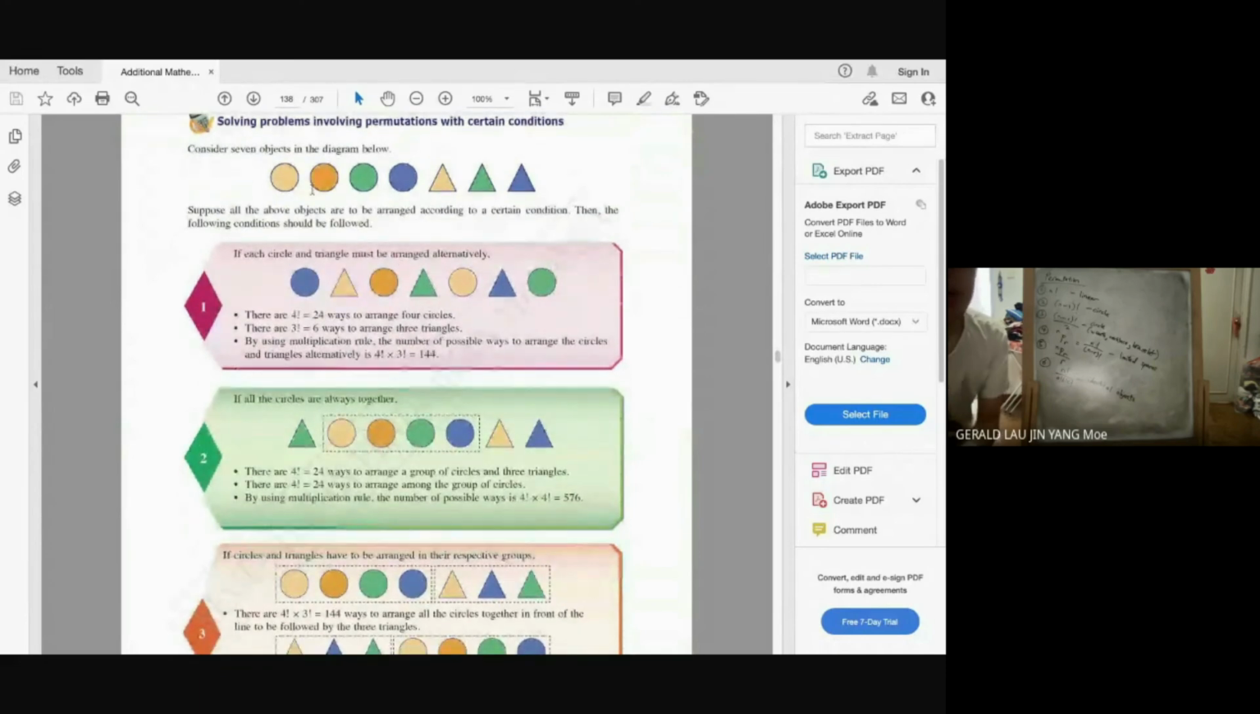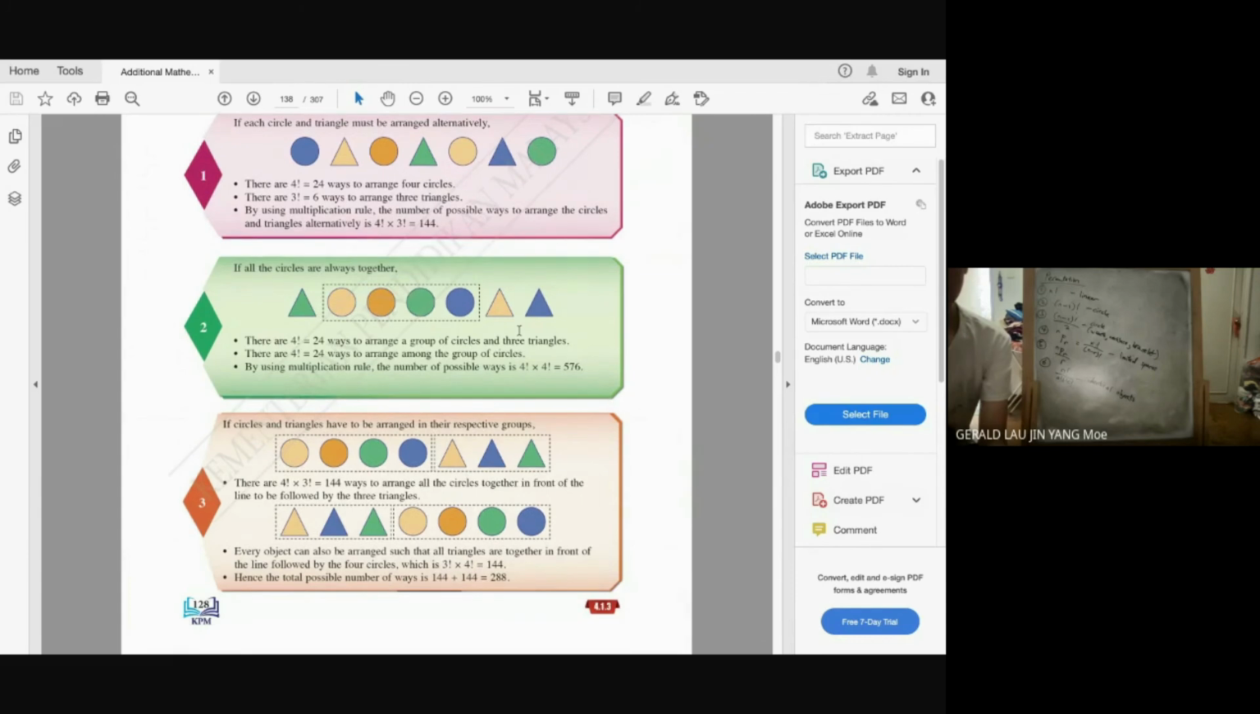You have 4 circles and 3 triangles. Look at this condition. First possibility, each circle and triangle must be arranged alternately. So there are 4 factorial ways to arrange the 4 circles, because you have 4 spaces, and 3 factorial for the triangles because there are 3 spaces. So the ways is 4 factorial times 3 factorial, you get 144. This is very easy.